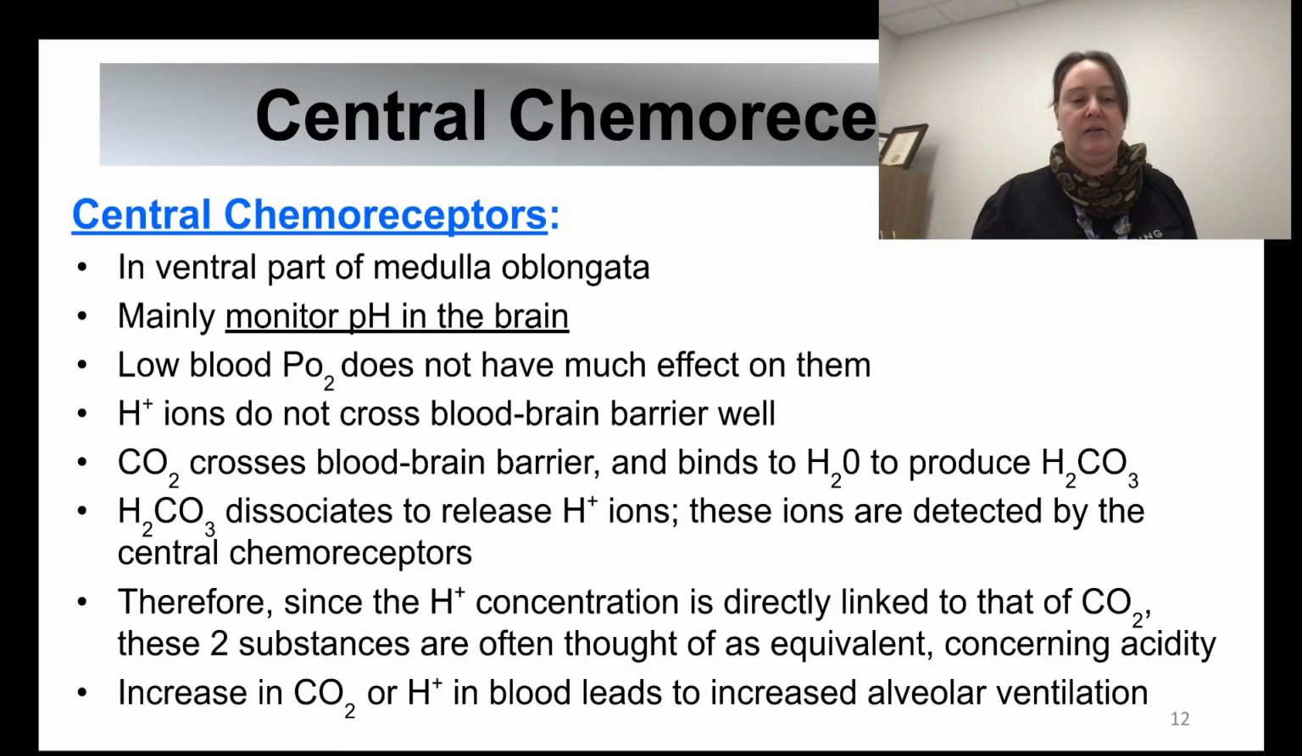But anyway, the hydrogen concentration is directly linked to that of carbon dioxide, and these two substances are often thought of as equivalent concerning acidity. So an increase in carbon dioxide or hydrogen ions in blood levels leads to increased alveolar ventilation, because your body goes, oh, whoa, we have too much carbon dioxide. Everything's getting way too acidic in here. So let's breathe harder. And that's what you see when you're exercising really deeply.